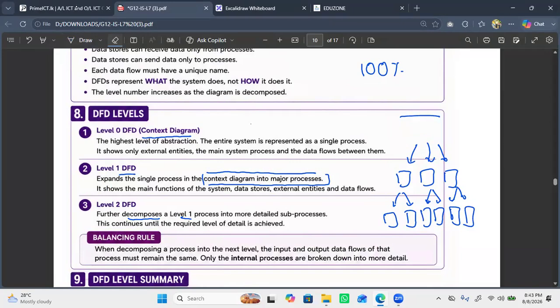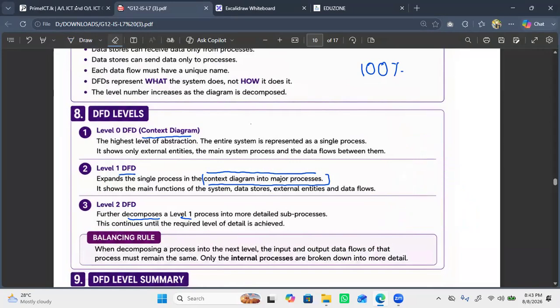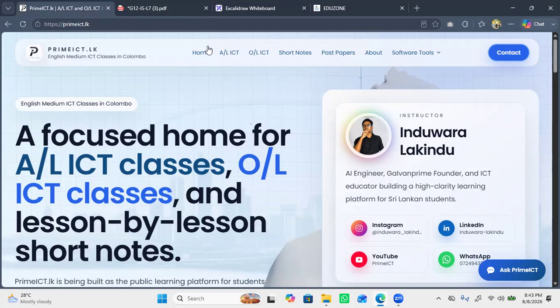Right, where can I get a small question? Okay, let's go directly to a past paper question. It will give you some exposure to the past papers also.